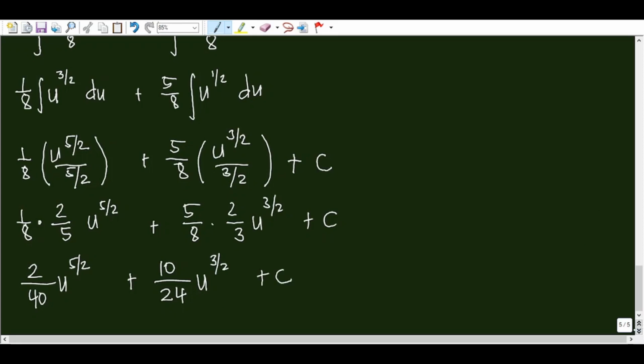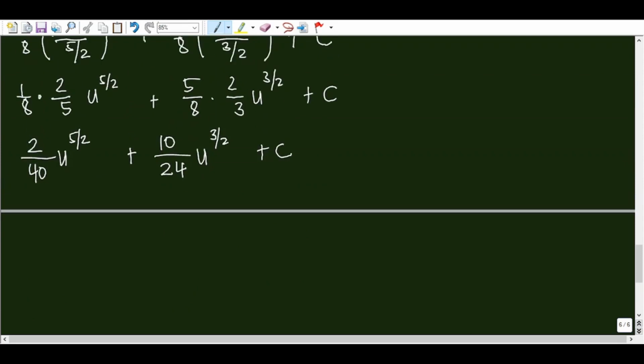Before you substitute the value of u, pansinin ninyo itong 2 over 40. Di ba, pwede pa natin siyang i-simplify. So, if we divide both the numerator and the denominator by 2, magiging 2 divided by 2 is 1, 40 divided by 2 is 20, u raised to 5 halves. Plus, this is divisible by 2. 10 divided by 2 is 5. 24 divided by 2 is 12. That is u raised to 3 halves plus c.